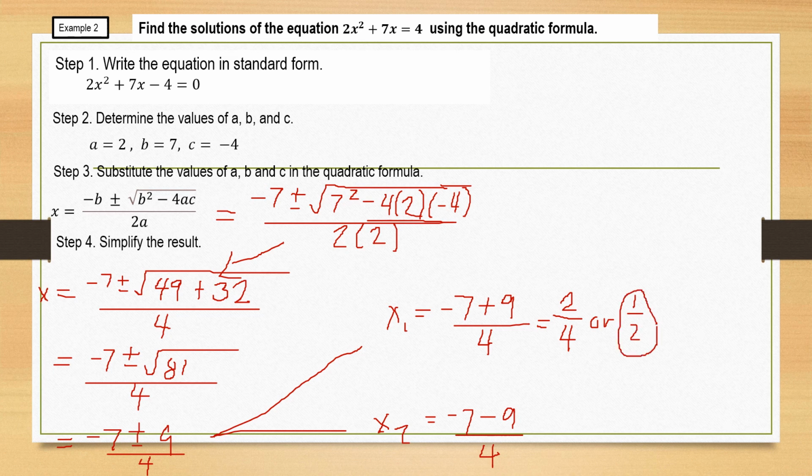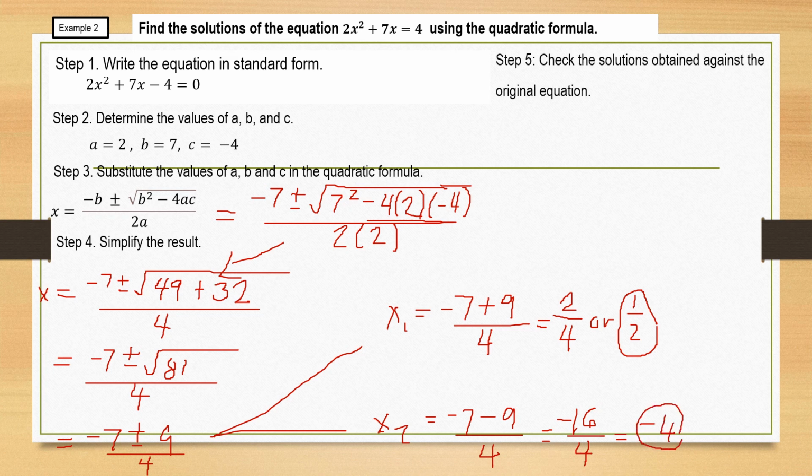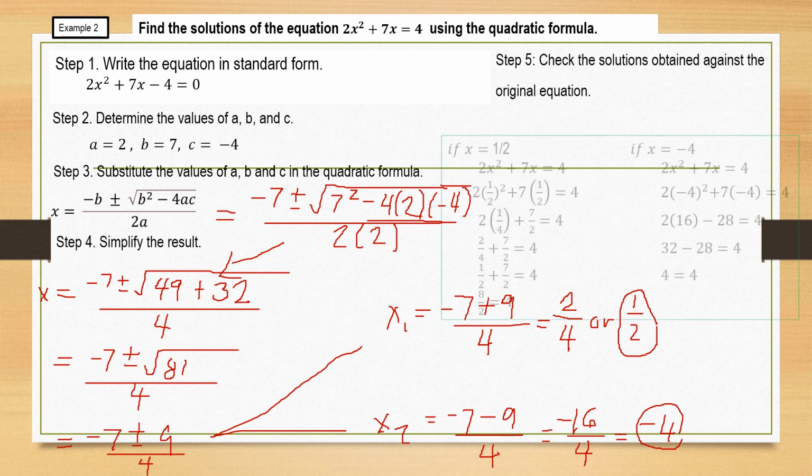So x sub 1 is equal to 1/2. For x sub 2, we have negative 7 minus 9 is negative 16. Negative 16 divided by 4 is equal to negative 4. Next step, check the solutions obtained against the original equation.